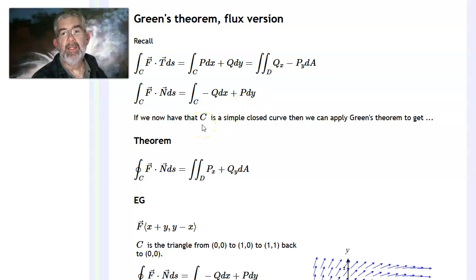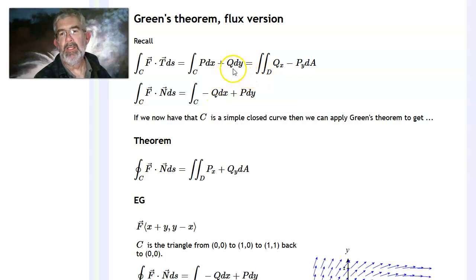If C then is a simple closed curve, we can apply Green's theorem to this. So this is going to turn into a double integral, and this is going to be the flux version of Green's theorem. You're going to take the partial of this thing right here that's in front of the dy with respect to x, and then you're going to subtract the partial of this thing right here in front of the dx with respect to y. Right?